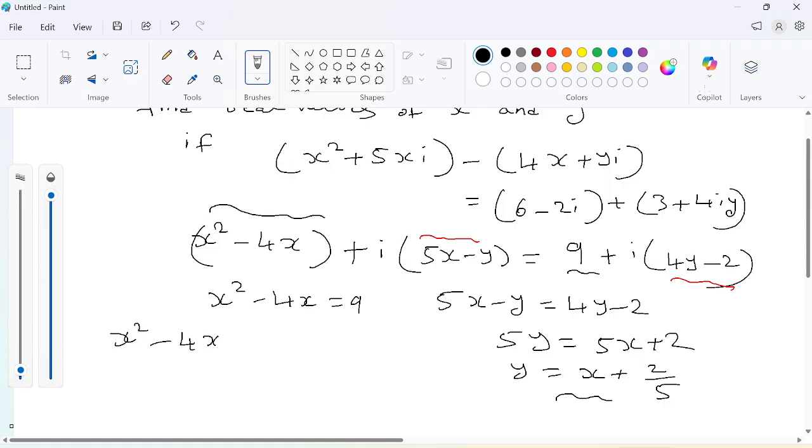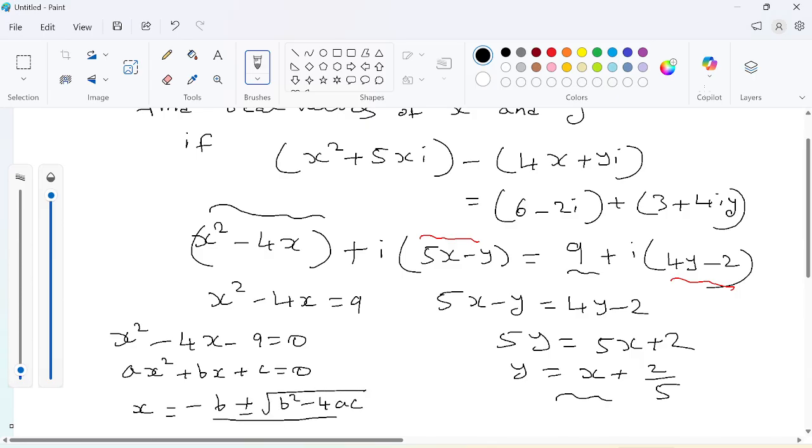So x square minus 4x minus 9 equal to 0. Again this is in the form of ax square plus bx plus c equal to 0. X is equal to minus b plus or minus root of b square minus 4ac by 2a. Now substitute here. Here a is 1, b is minus 4, c is minus 9. Minus b is 4 plus or minus root of 16 minus 4ac, 4 into 1 into 9, 36, by 2.